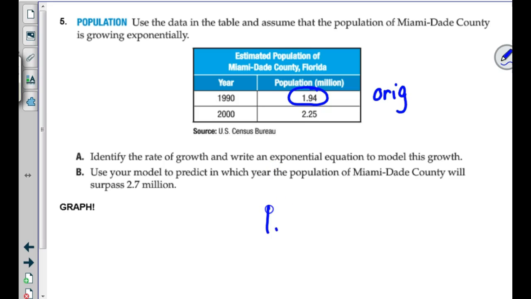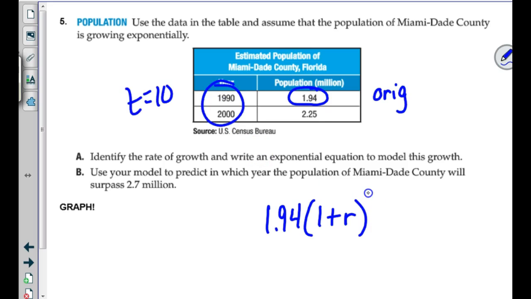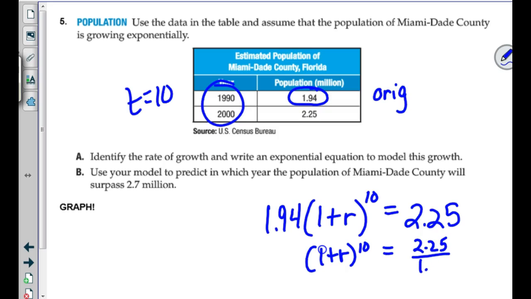Okay. So 1.94 was multiplied by 1 plus some rate. How many times? 10 years. And became what new population? Okay. All right, guys, we're geniuses. We can do this. How are we going to work this backwards? Yes. 1 plus, oh my goodness. 1 plus r to the 10 equals 2.25 over 1.94.